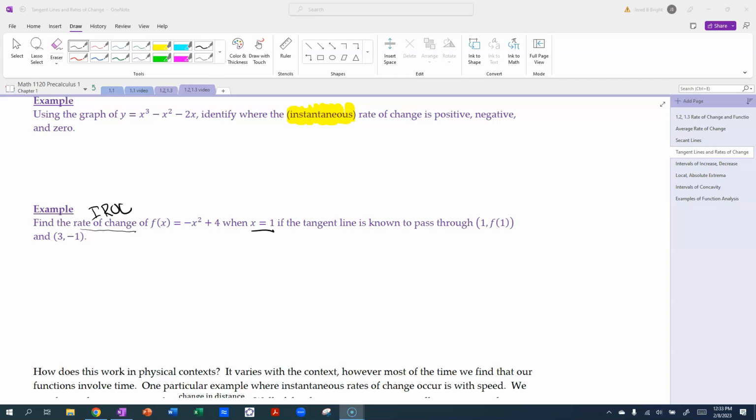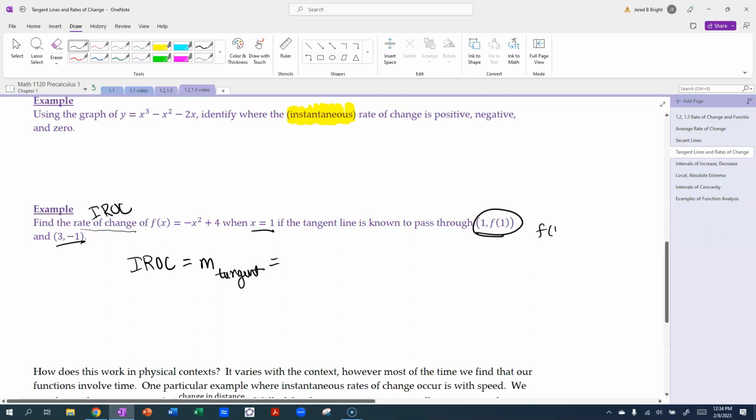Now I just need to think, what do I know about IROC? The instantaneous rate of change. That is the slope of the tangent line. And how do I find the slope of the tangent line? Well, I need to find 2 points that are on the tangent line. Well, I know one of them. And this one, I can say, okay, how much is f of 1? So f of 1, if I substitute that in, that's negative, parentheses 1 squared plus 4, which gives me a 3. 1 squared is 1, negative 1 plus 4, 3.